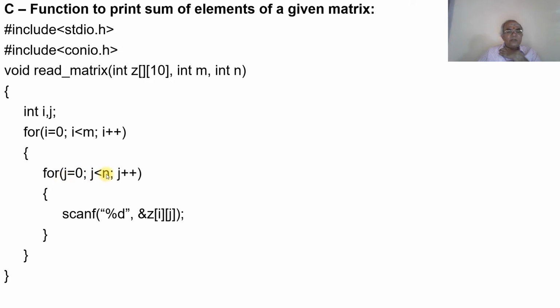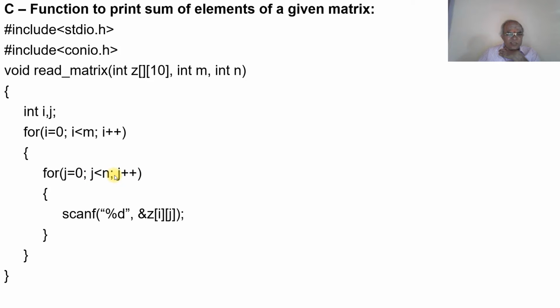j is equal to 0. Is 0 less than 3? Yes. Then it will read the value of z. i value is 1 and j value is 0. That means second row, first column. So it reads the value of the second row, first column. Again, j is equal to 0 plus 1 becomes 1. Is 1 less than 3? Then it reads that value, i is equal to 1 and j is equal to 1, that is second row, second column. It will read. Again, j is incremented by 1.